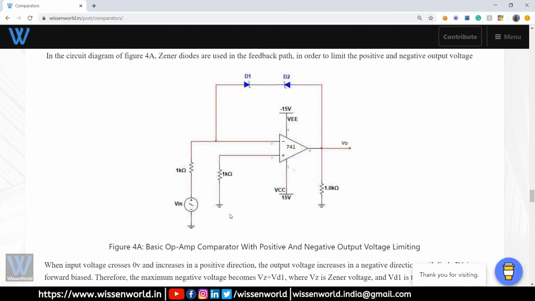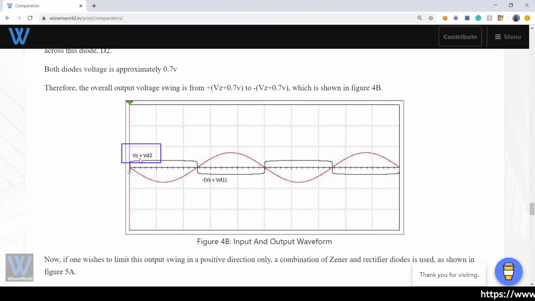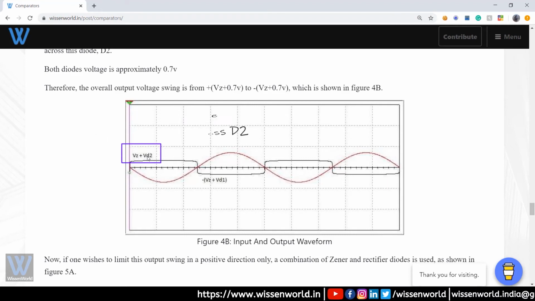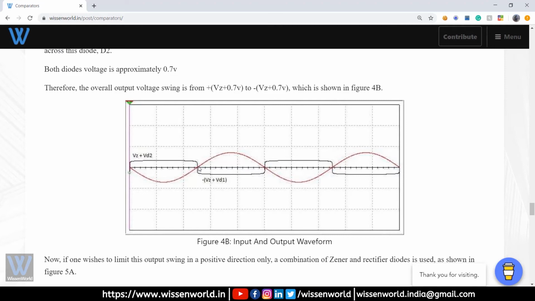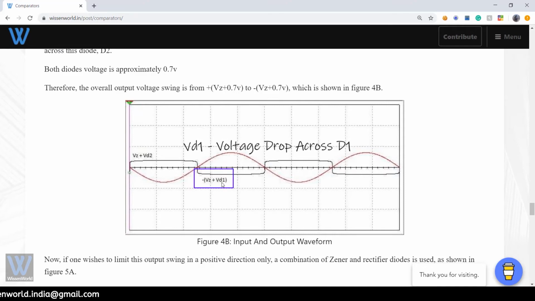Now see this figure. Here you can see that when the input voltage increases in a negative direction, our output is positive and the value is Vz plus Vd2. Here Vz is the cutoff voltage of diode D1 and Vd2 is the voltage drop across diode D2. And when the input voltage increases in a positive direction, the output is negative and the value is minus of Vz plus Vd.